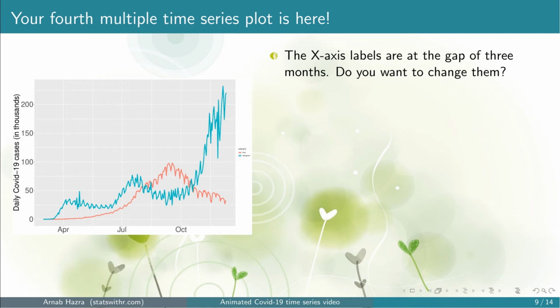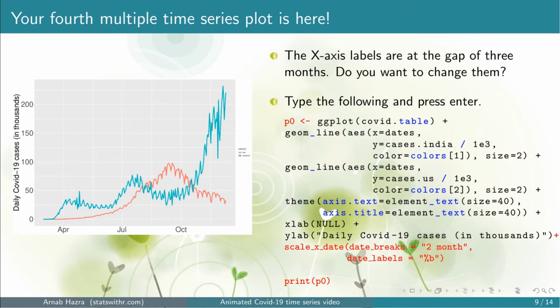case. To do that, add scale x date breaks equals to 2 month within quotes, comma date labels equals to %b within quotes. The argument date breaks means the gap you want, and date labels is about how you want the labels to be plotted. To keep abbreviated month names, we need to set it to %b within quotes. For other options, check the details of the function scale x date.